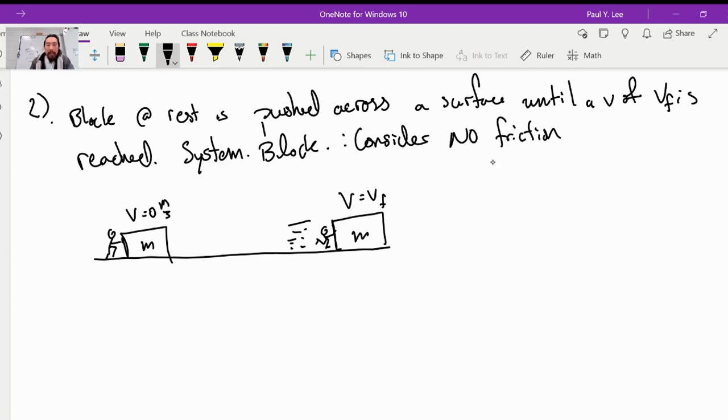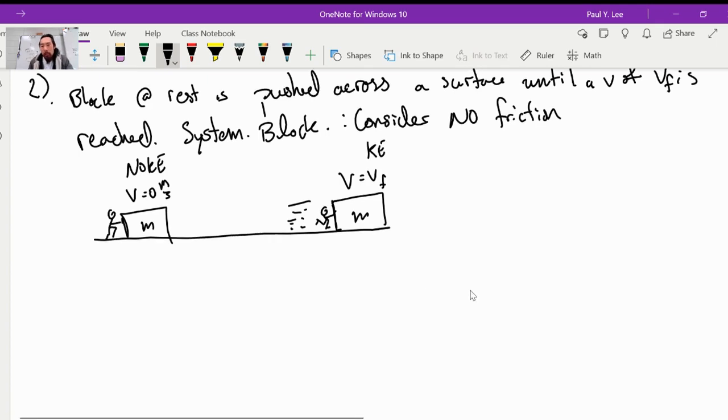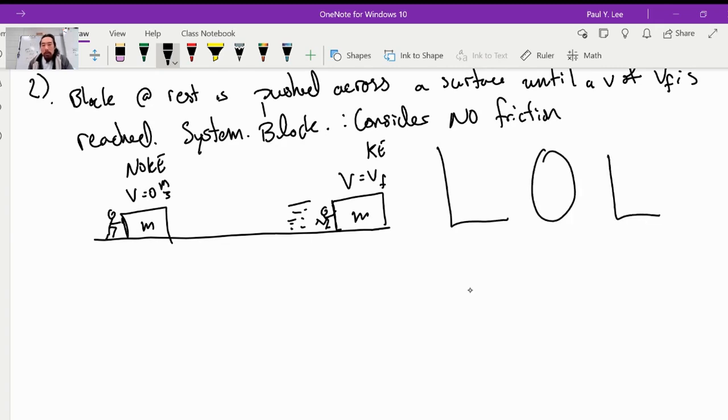All right, so identify the types of energy. So here we have no KE, but here we do have a KE, okay? Now let's come up with our energy bar charts. So we know that there will be kinetic energy eventually. So I'm going to put that there, like so. Okay. In the system is just the block.